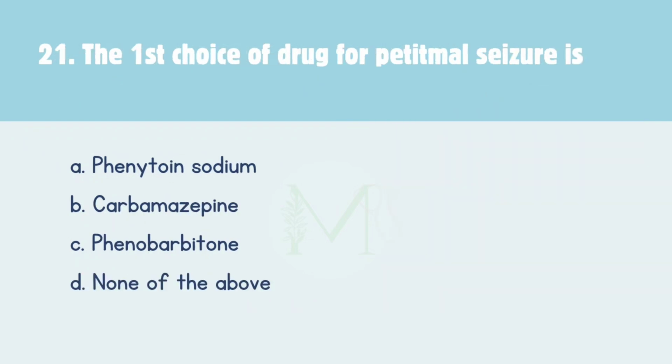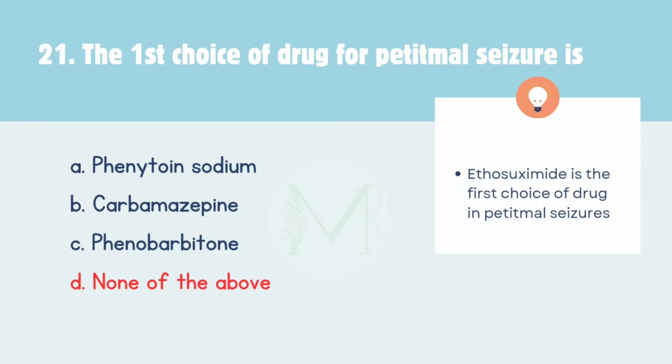The next question is, the first choice of drug for petit mal seizure is, the options are phenytoin sodium, carbamazepine, phenobarbital, none of the above. The correct answer is none of the above. So, which is the first choice of drug for petit mal seizure?